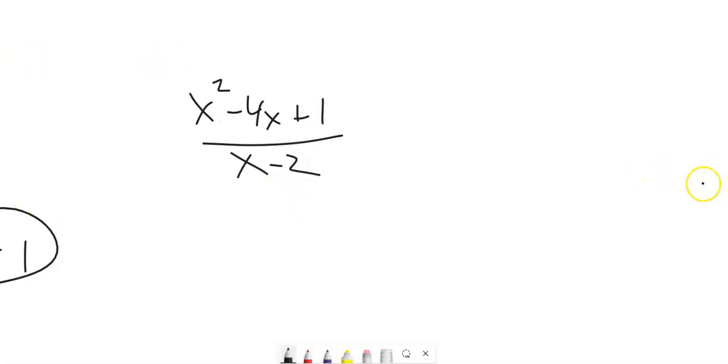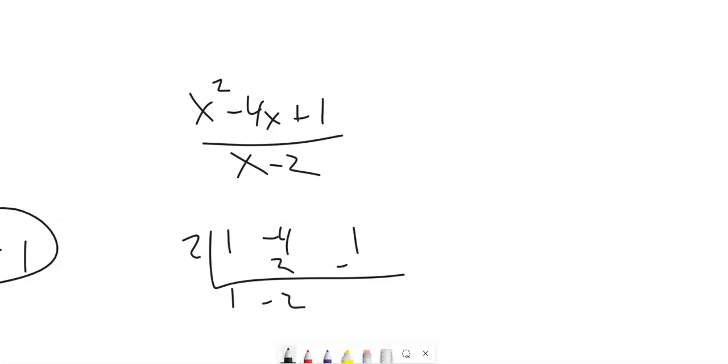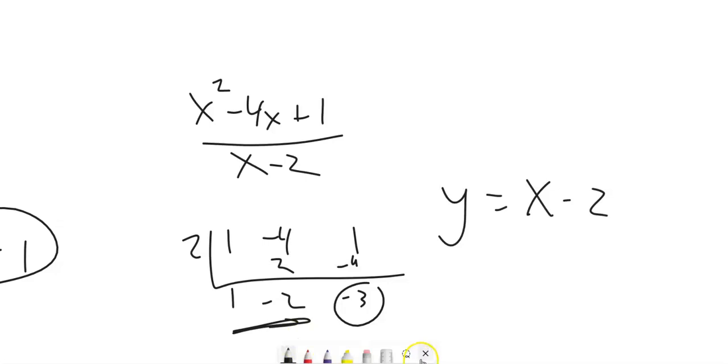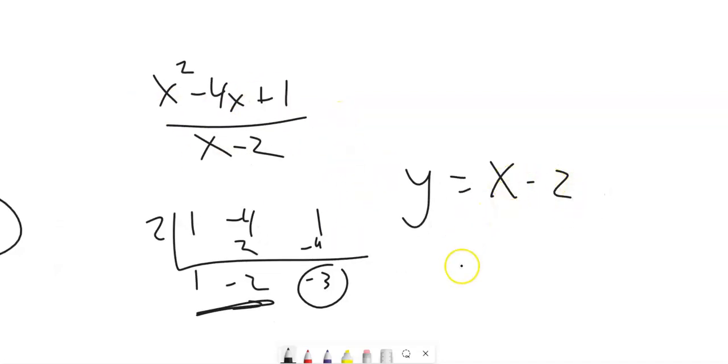X squared over x. So let's do the division. I don't need the x squared. I'm doing synthetic division. 1x squared, negative 4x and 1. Bring it down, multiply, add, multiply, add. So my slant asymptote would be x minus 2. And again, that's not part of the shape. That helps frame the shape, right? So if I wanted to do some more analysis on this one, I know that it has a slant asymptote here. I know that x equals 2 would be my vertical asymptote.